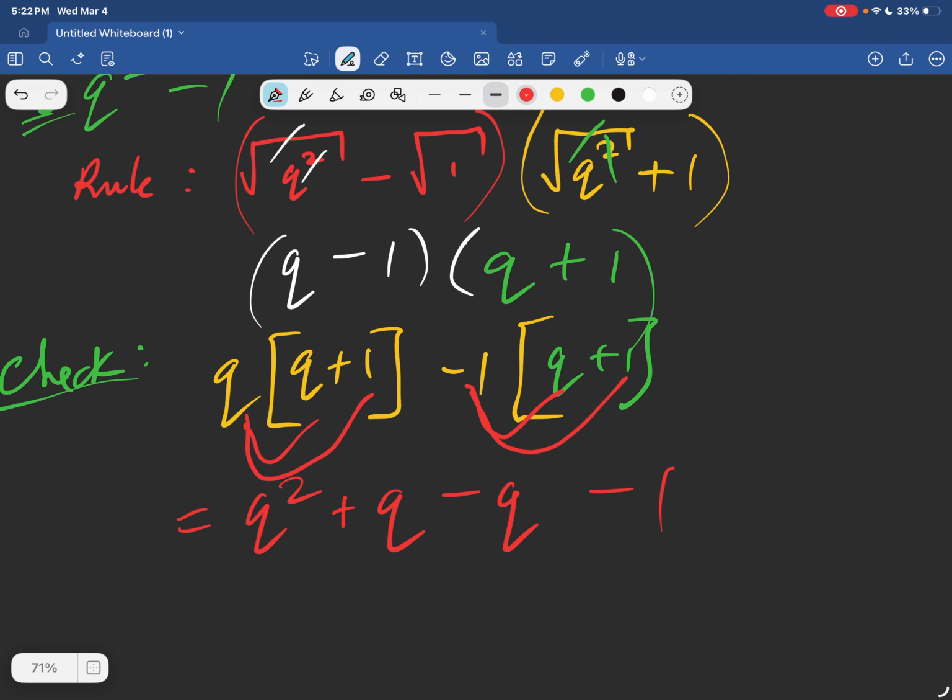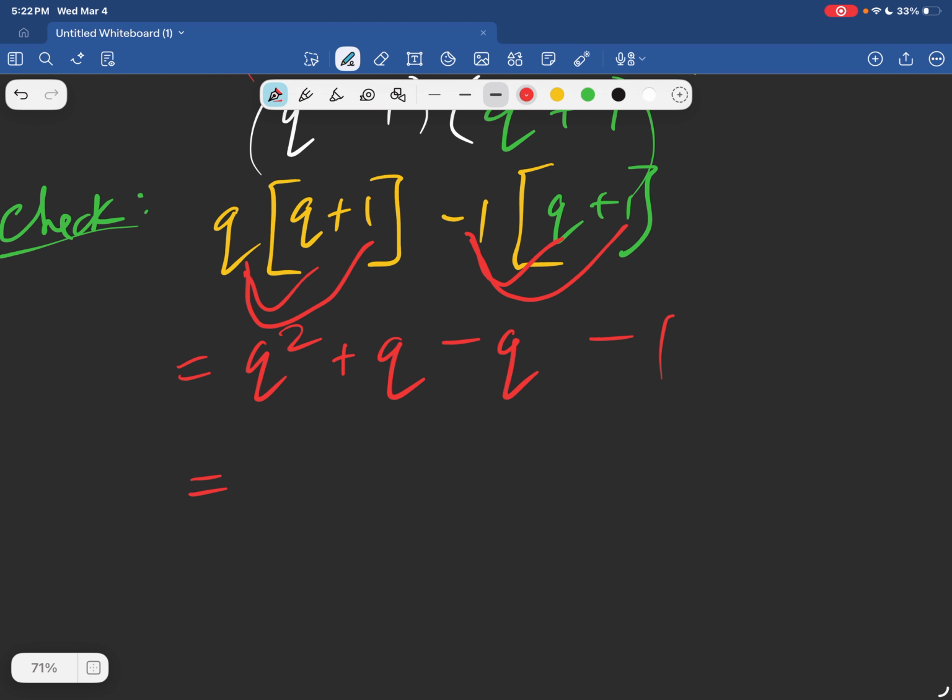Then, of course, we are going to combine like terms. And I told you in a previous video that like terms have the same variable raised to the same exponent. In this case, the like terms, I'm going to circle them in white. This is positive q, and this is negative q. They're additive inverses. That means they cancel out to 0 or nothing. We can draw a line through them, leaving us with what we started with, which is q squared minus 1. So we know that we are correct.